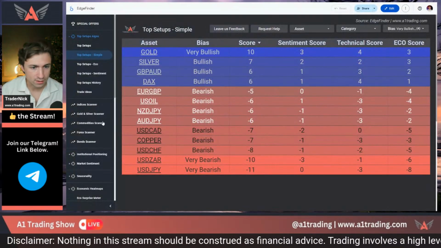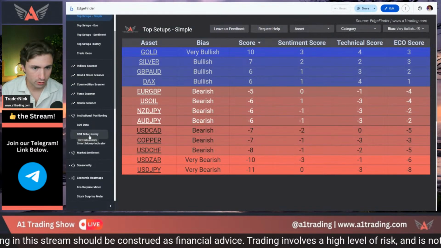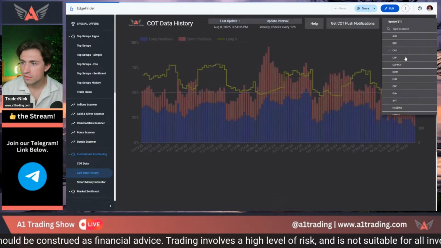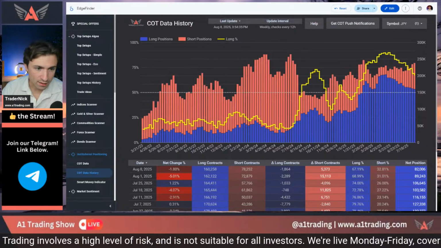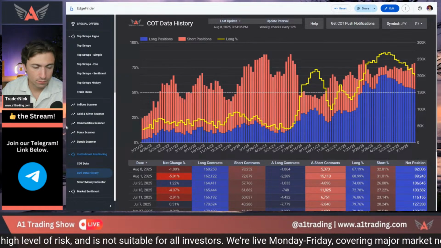I actually want to look at institutional flow on the Japanese yen really quick. This is one of my favorite things to check, is to pull up the Japanese yen on the COT data and see what institutions are doing.